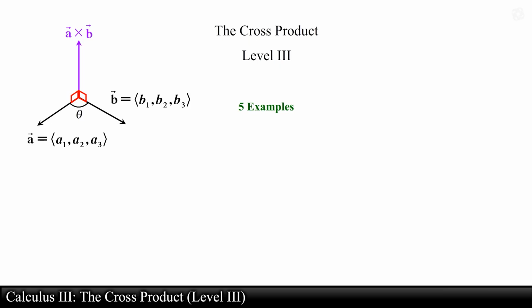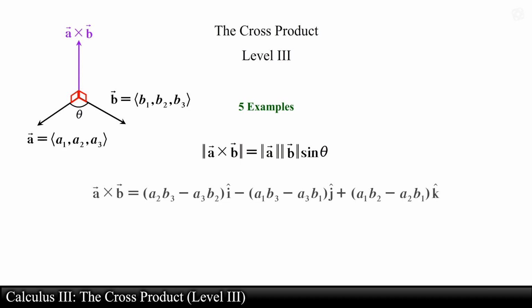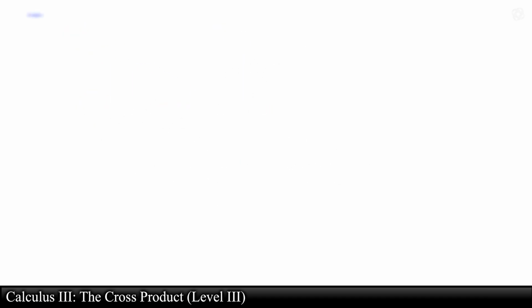The cross product, level 3. In this video, we will go over various examples illustrating how to find the cross product of two vectors in space by using both the geometric and component definition of the cross product. Let's jump straight into the first example.